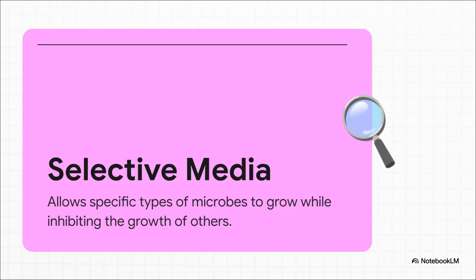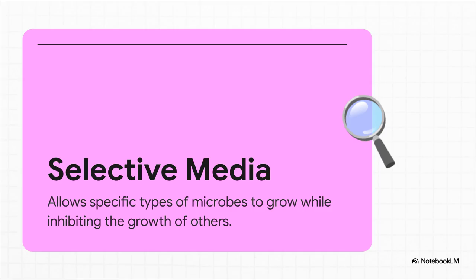The first tool is called selective media. I want you to think of it like a nightclub with a really strict bouncer and a VIP list. This stuff has ingredients, maybe certain salts or dyes, that act like a barrier, stopping most bacteria from ever growing. Only a select few, the ones on the VIP list, can get past the bouncer and start to thrive.